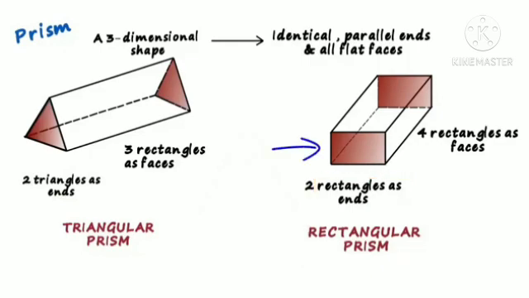Look at the rectangular prism. Does this shape remind you of another three-dimensional shape? Yes, a rectangular prism is also a cuboid. Now let's look at a few figures and understand if they are prisms or not. Remember the definition: identical parallel ends and all flat surfaces.